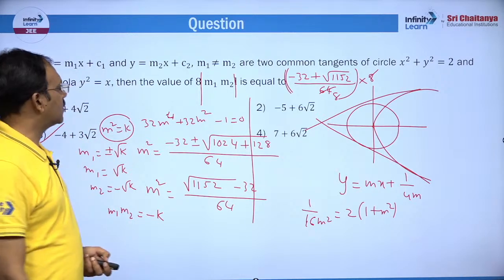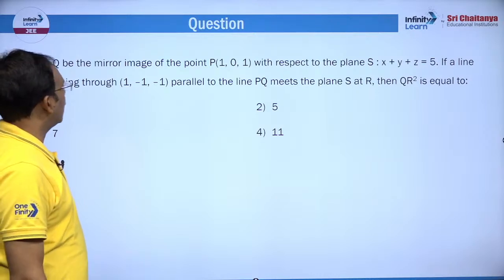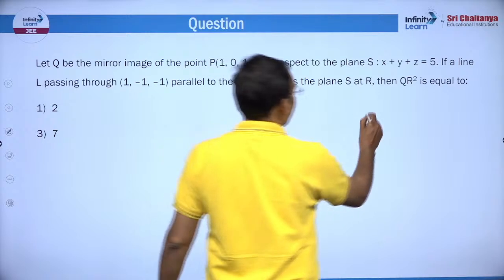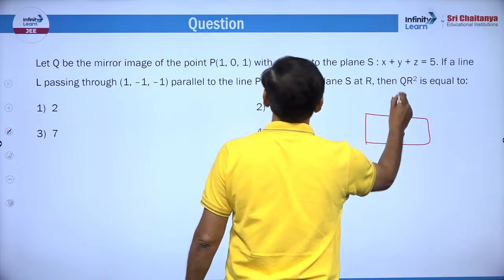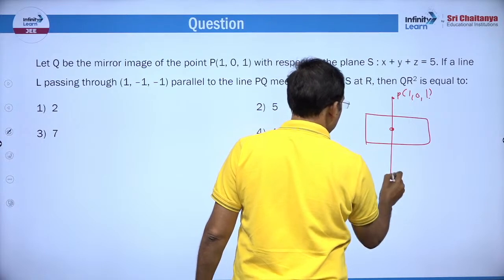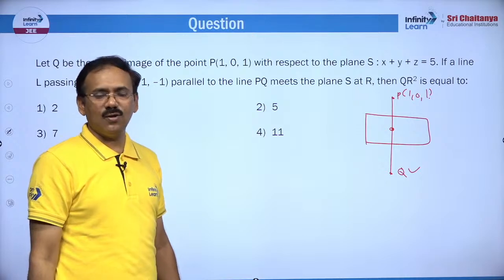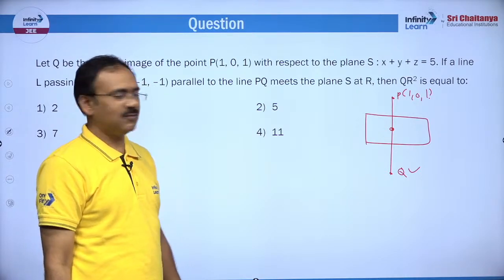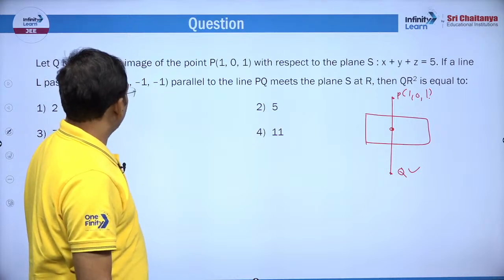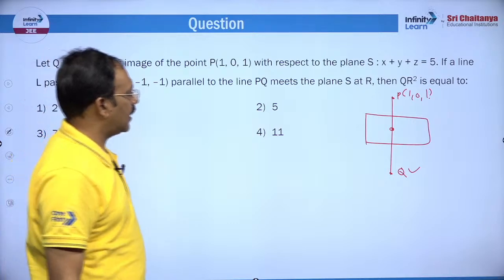Okay. Next, dear students, let me give the idea. Let Q be the mirror image of the point P(1,0,1) with respect to the plane. You see, a plane equation is given, friends, P is the point (1,0,1). So its image Q you can find, how? (h minus x1) by a is equal to (k minus y1) by b is equal to, you can find that image, it is a standard basic model. Then L is a line passing through (1,-1,1) parallel to the line PQ.